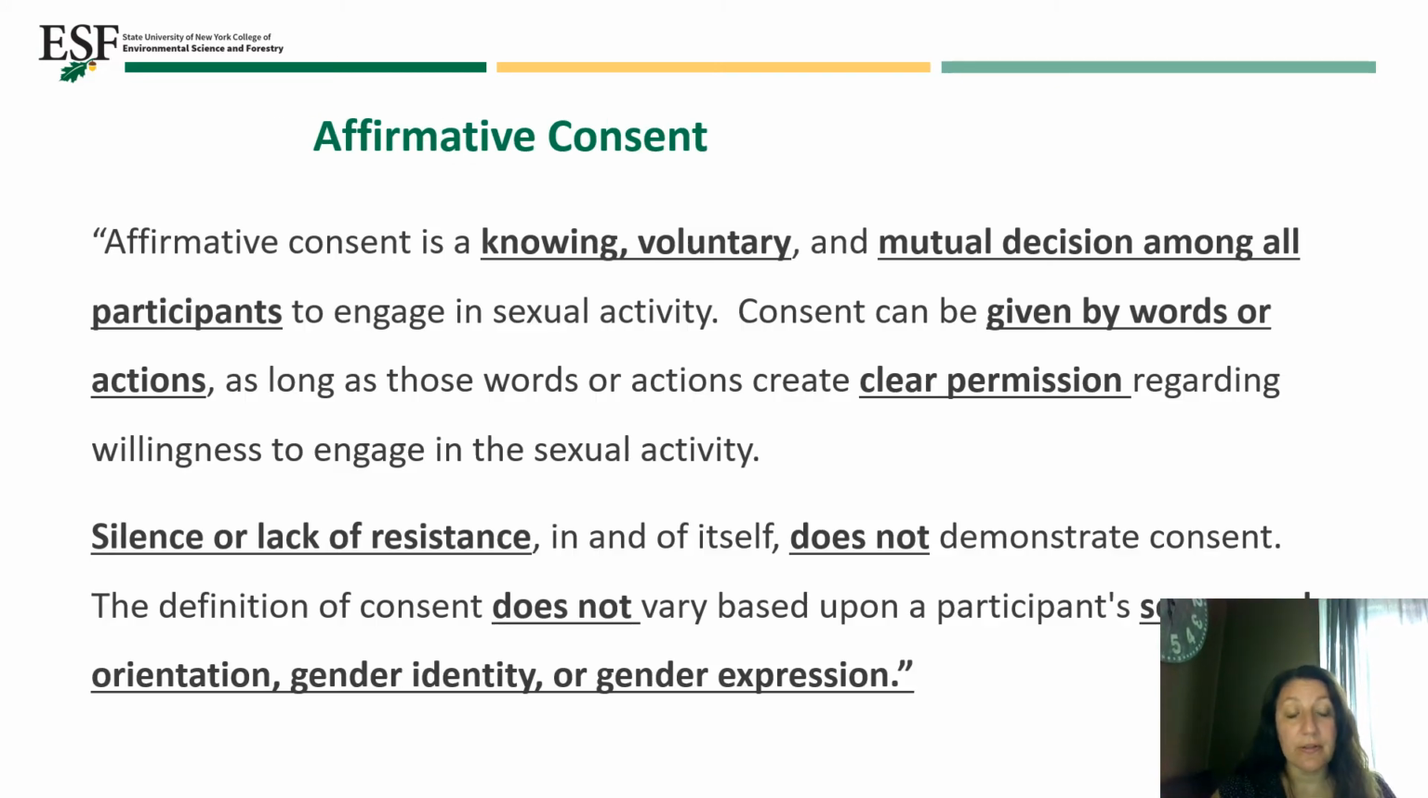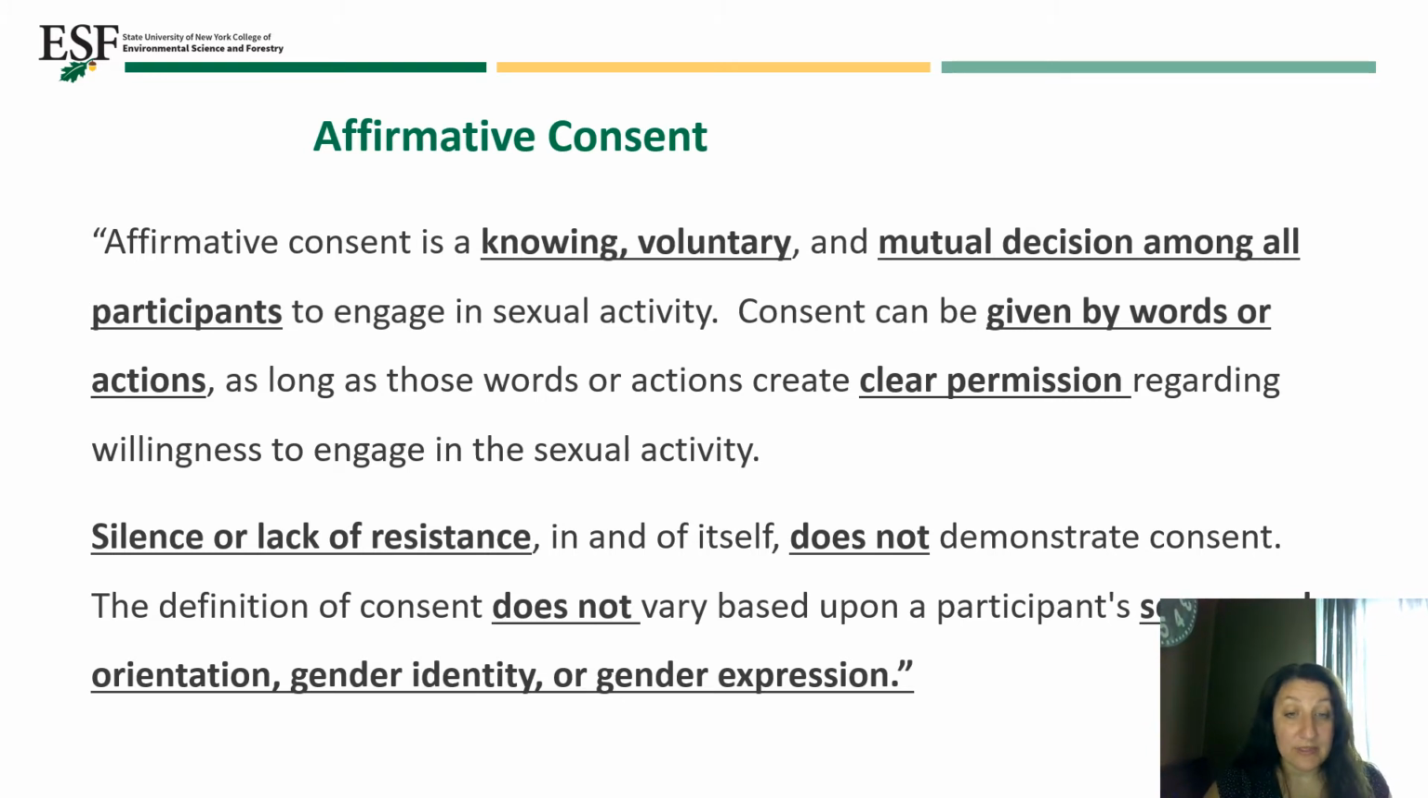Okay, and just to talk a little bit about what affirmative consent is, and you'll be seeing a video, as I suggested, later on in a different session. But affirmative consent is knowing, voluntary, and a mutual decision among all participants to engage in sexual activity. Consent can be given by words or actions, as long as those words or actions create clear permission regarding willingness to engage in the sexual activity.